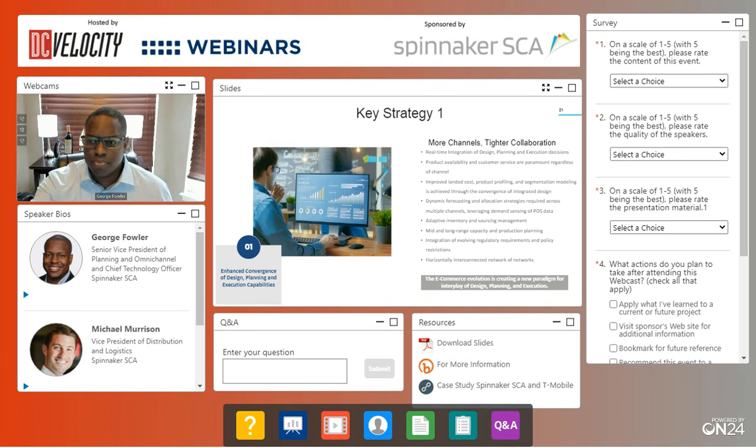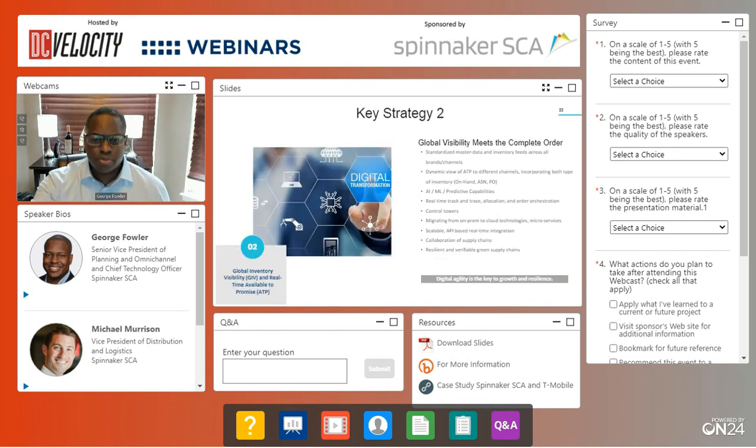Moving along, from a global visibility perspective, we've been talking for many years now about the digital twin and control towers, but it's more important than ever to be able to track and trace your products from origin to destination, knowing where they are. And in return, if you have refurbishments and things like that, you need to be able to track that and net that against your forward supply chains. There's this notion of the complete order.